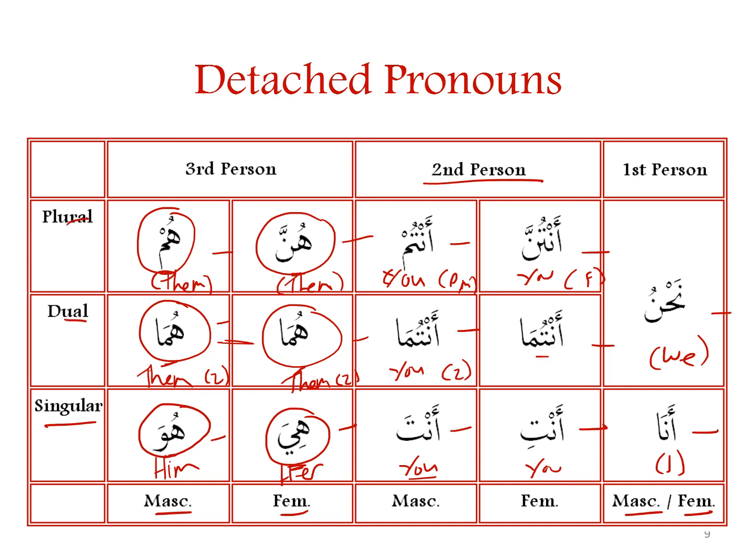So memorize these pronouns in their order very well. Huwa, huma, hum, hiya, huma, hunna, anta, antuma, antum, anti, antuma, antunna, ana, nahnu. And as you're memorizing, keep in mind when you go from the third person to the second person to the first person, and you're going up from singular, dual to plural, and from masculine to feminine, masculine to feminine.